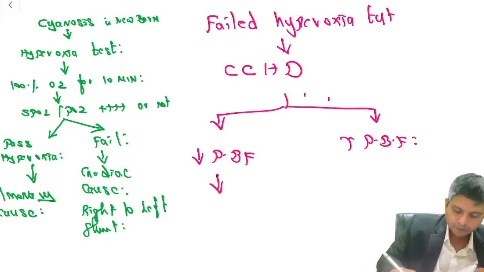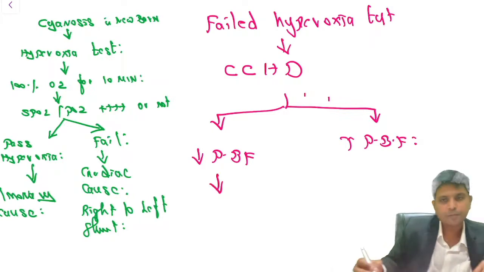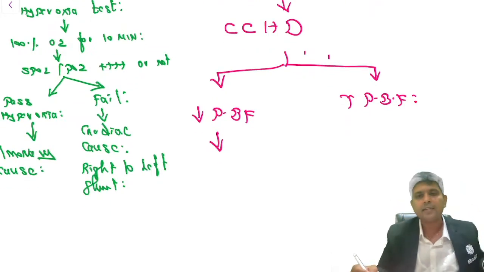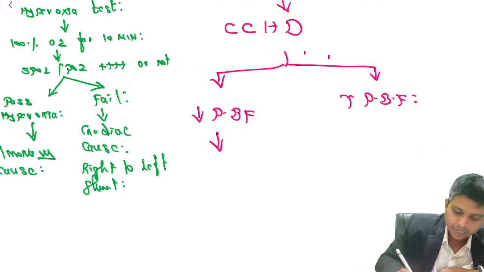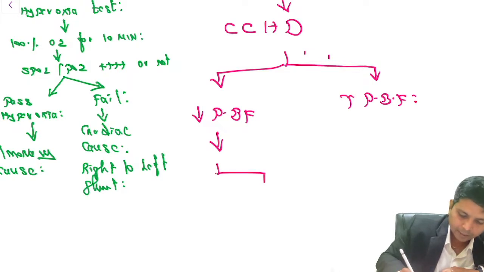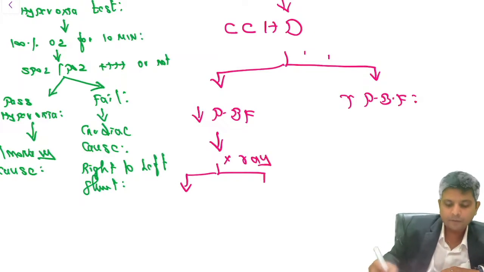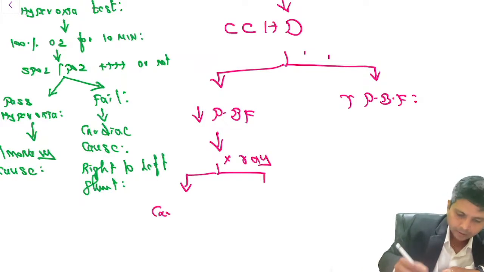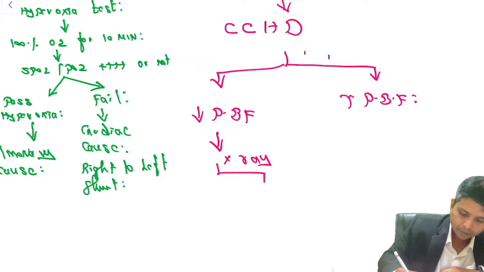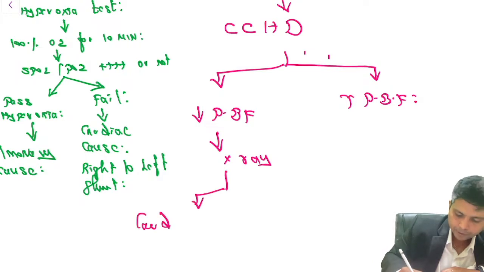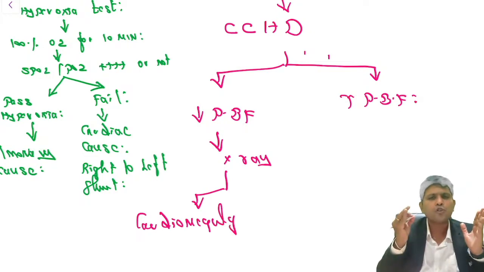In reduced pulmonary blood flow, I will go for X-ray. When I take the X-ray, I will see whether cardiomegaly is present. Huge cardiomegaly.